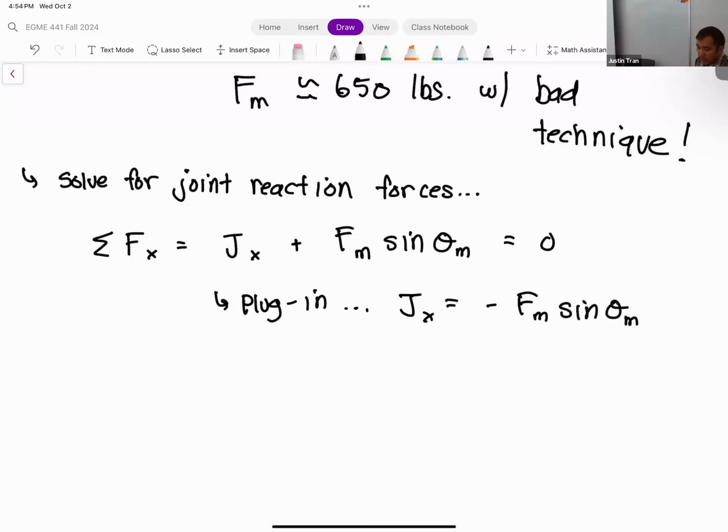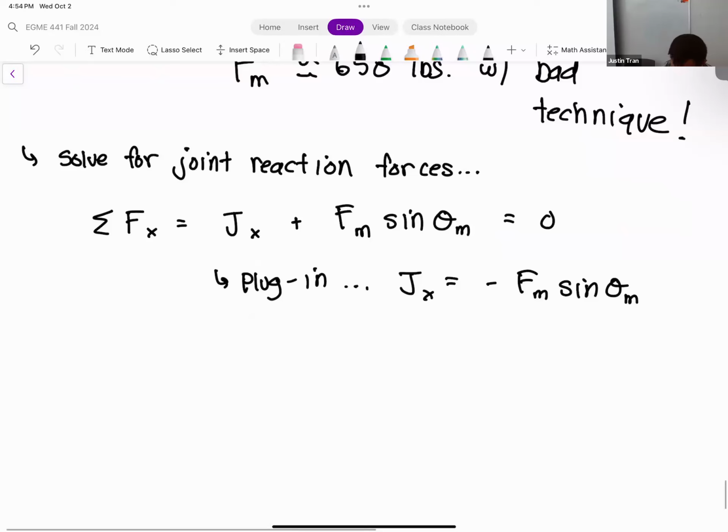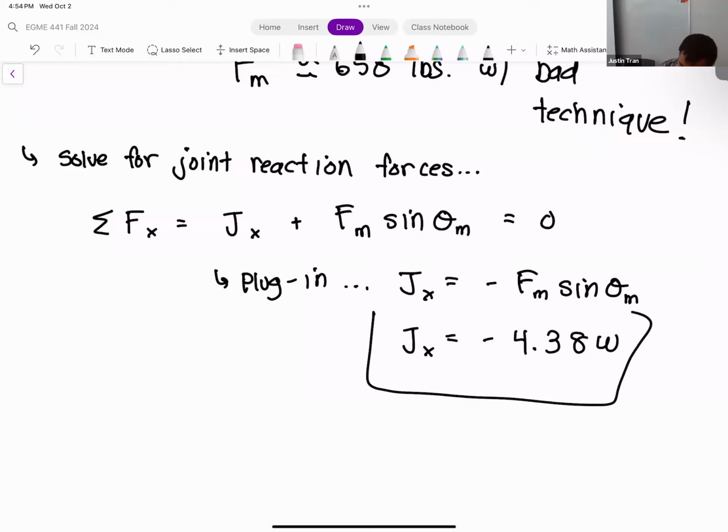Okay. So we have our answer for FM above here, so I'm going to just do everything in terms of W still. And so what we get is Jx is equal to negative 4.38 W. All right. So notice our result here is negative. So all that really means is that our chosen direction for Jx is incorrect.